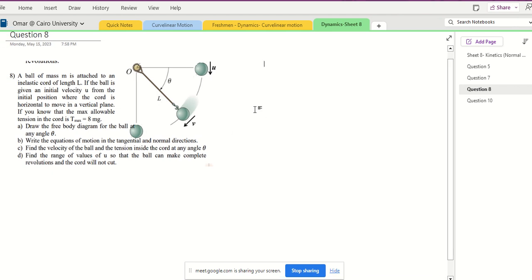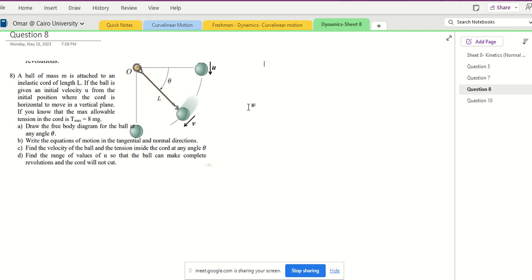Okay. For question number 8, he said that the ball of mass m is attached to an inelastic rod. Inelastic rod means that it's like a cable. Okay. So an inelastic rod attached with a length L.